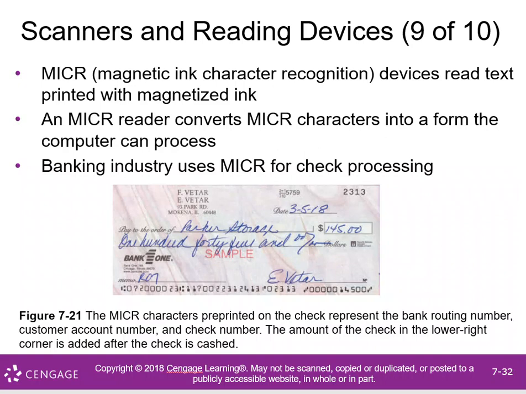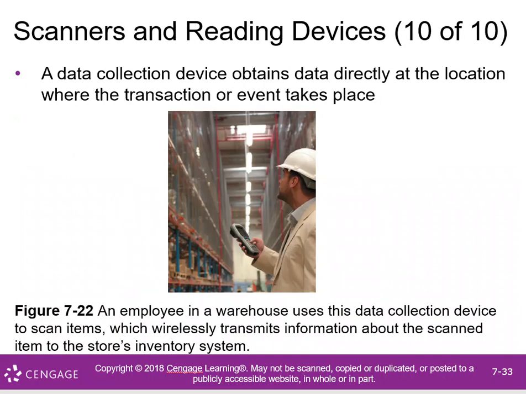Scanners and reading devices. Satu lagi ialah MICR, Magnetic Ink Character Recognition device, reads text printed with magnetized ink. An MICR reader converts MICR characters into a form the computer can process. Okay, this one is used by the banking industry for check processing. Okay, untuk proses check. Kalau kita masukkan check dekat mesin dia, dia ada magnetic ink character recognition. Okay, untuk proses check tu.